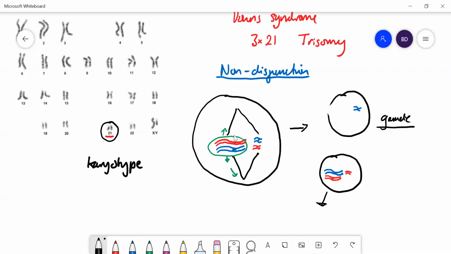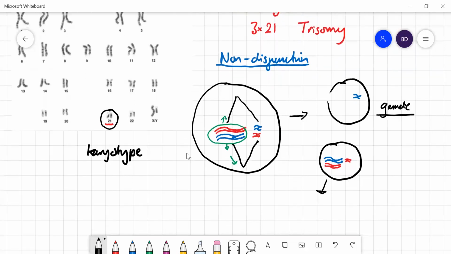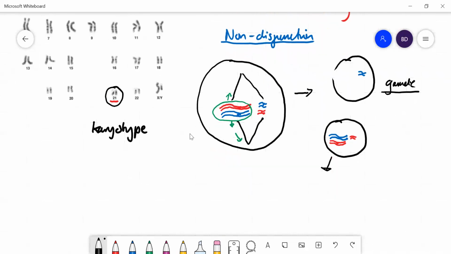Right. So let's think about: do we ever see trisomy with other chromosomes? It's much rarer. Chromosome 21, which is Down syndrome, is by far and away the most common one. You do see trisomy occasionally with chromosome 18 and also with chromosome 13, very rarely.